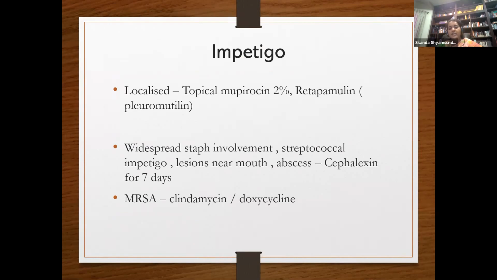If it is a localized impetigo, you use topical mupirocin ointment twice daily for a period of 10 days. If there is widespread staphylococcal involvement, streptococcal impetigo, if the lesions are near the mouth and you cannot apply mupirocin, or if there is an abscess, you give cephalexin for 10 days. If you're suspecting an MRSA organism, then you give clindamycin or doxycycline.